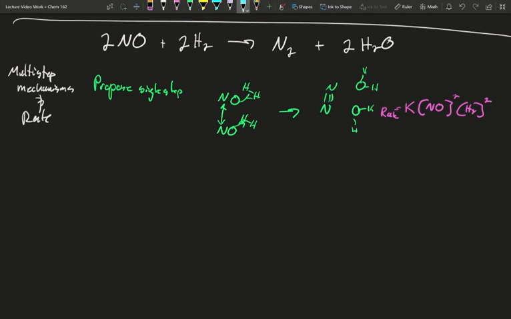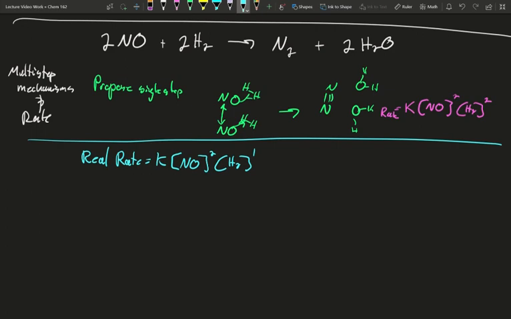Well, if we actually go and experiment, the real rate is equal to a constant times NO squared and H2 to the first. So the rate law we would see for that single step mechanism was fourth order, but the real rate law is only third order: second with respect to NO and first with respect to H2. So our single step of combining all the starting materials at once can't be our actual mechanism. So what could be our mechanism?